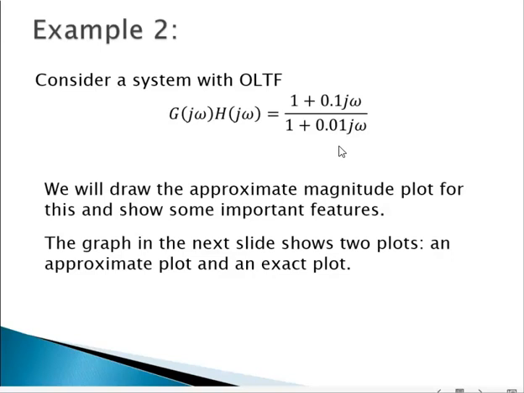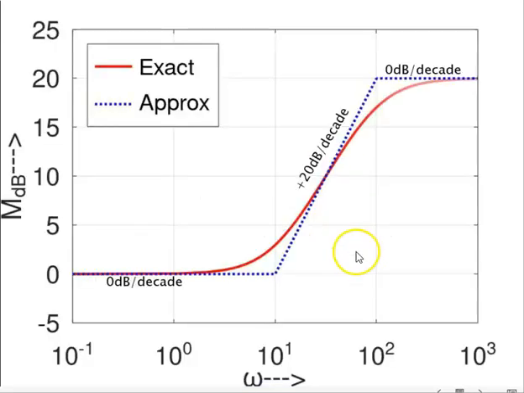That way I think it will be easier. Let us go to that plot. This blue line is the approximate plot. This blue line has 0 decibels per decade. You can see at the beginning of the decade it is 0, ending of the decade is also 0. So this line is 0 decibels per decade line, horizontal line.